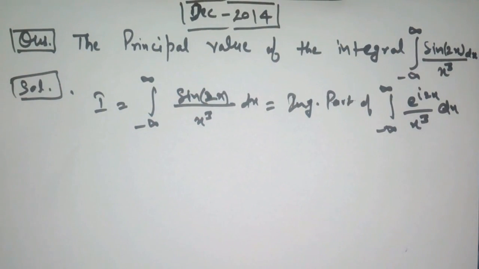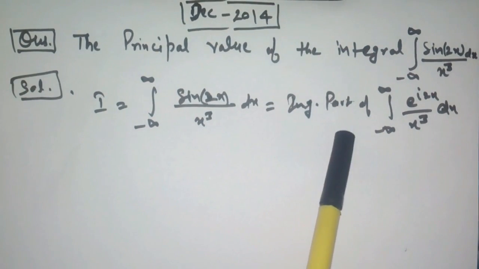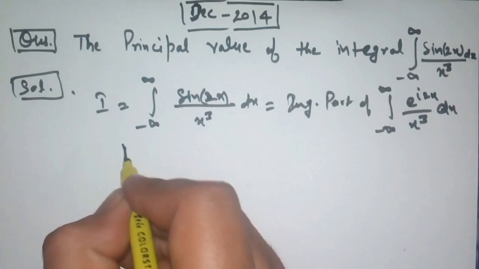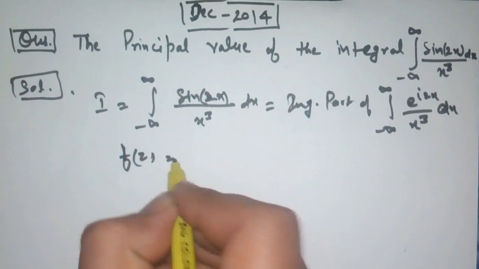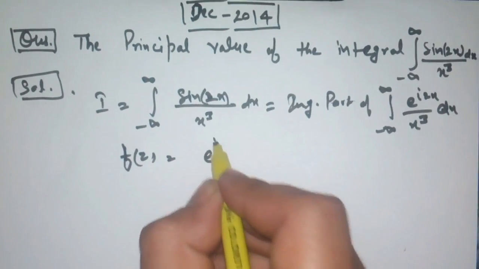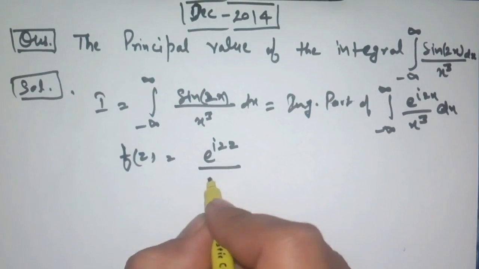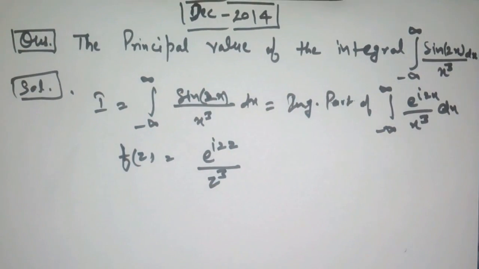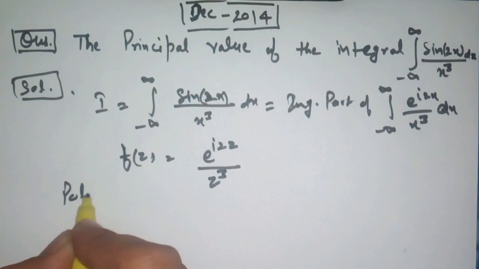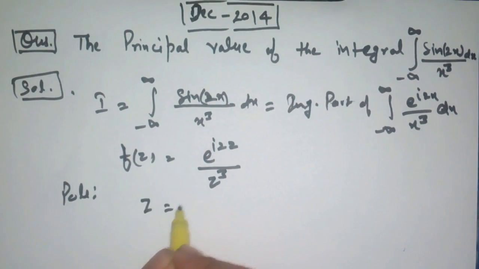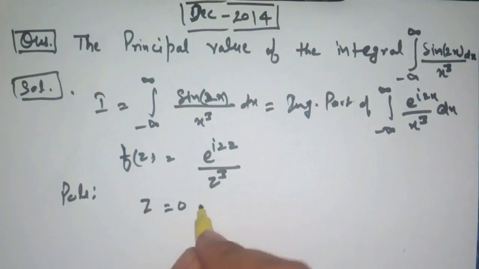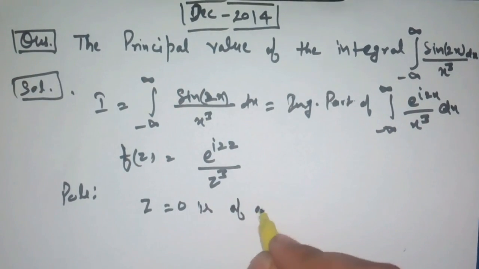Now, if you remember, in the previous video we had a cos term in the integration, which we wrote as the real part of the exponential term. So for sine it will be the imaginary part. Now the function we get is f(z) equal to e to the power iota 2z upon z cube. The pole for this case is z equal to 0, which is of order 3.